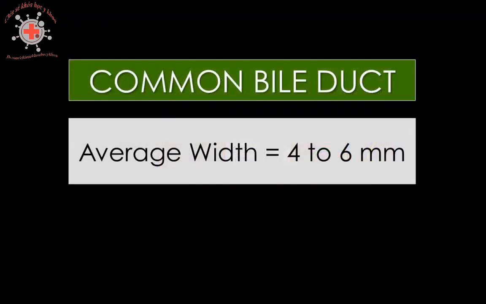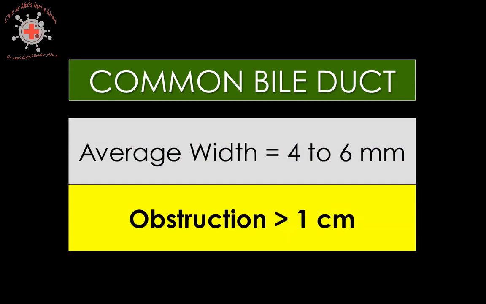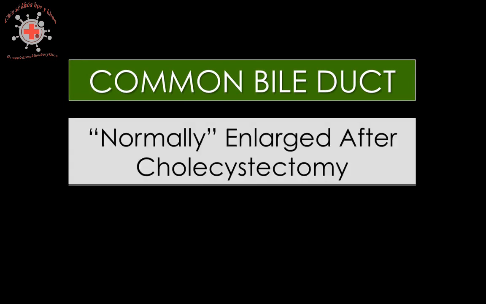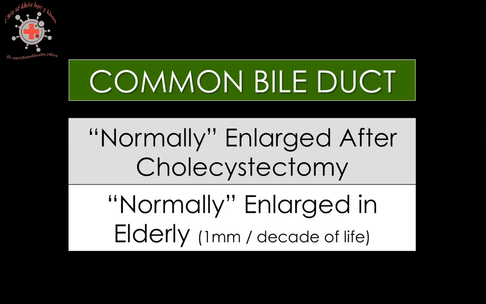Typically, the common bile duct is approximately 5 millimeters in diameter. A diameter of greater than or equal to 1 centimeter is indicative of obstruction. When you see an enlarged common bile duct, it is important to keep the following 2 points in mind. If the patient has had a cholecystectomy, then the common bile duct usually becomes a default reservoir for bile and subsequently enlarges. Also, as people age, their common bile duct enlarges, usually at a rate of 1 millimeter in diameter for each decade of life.